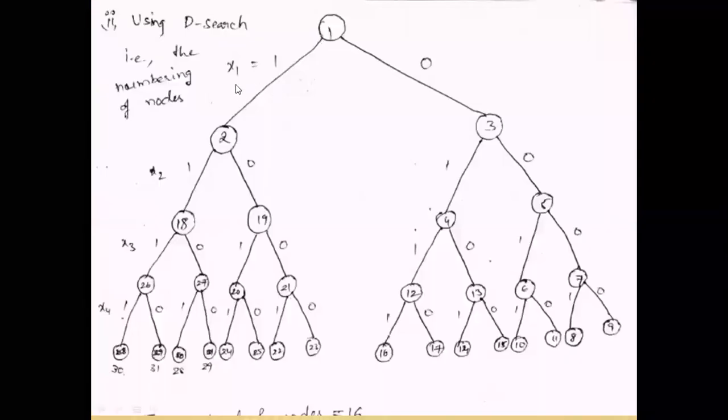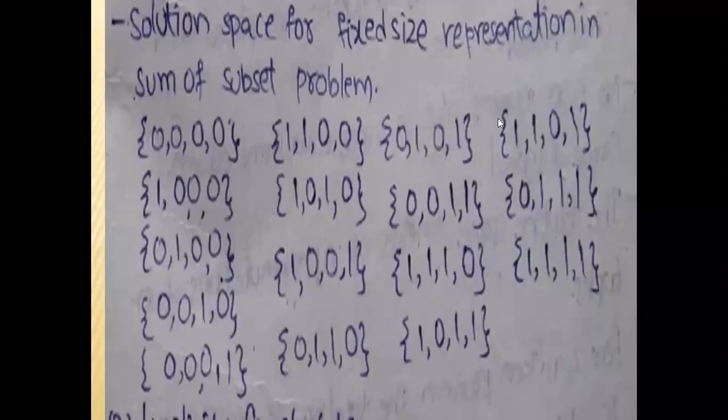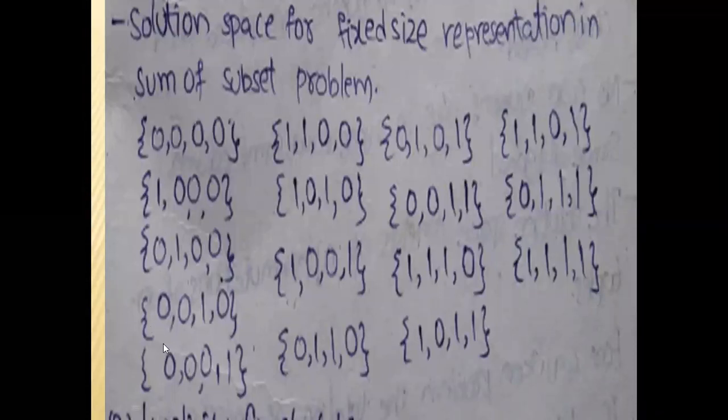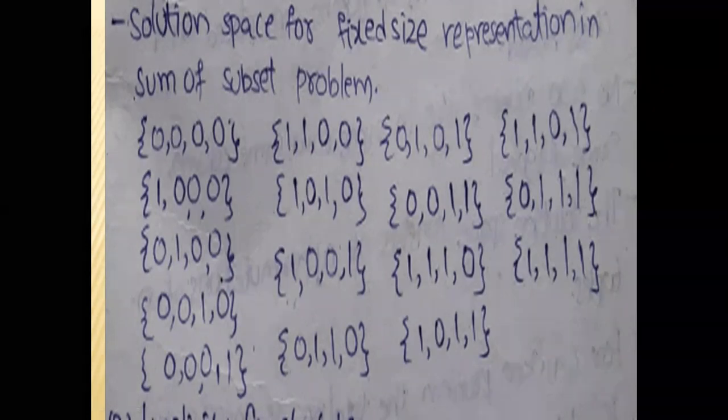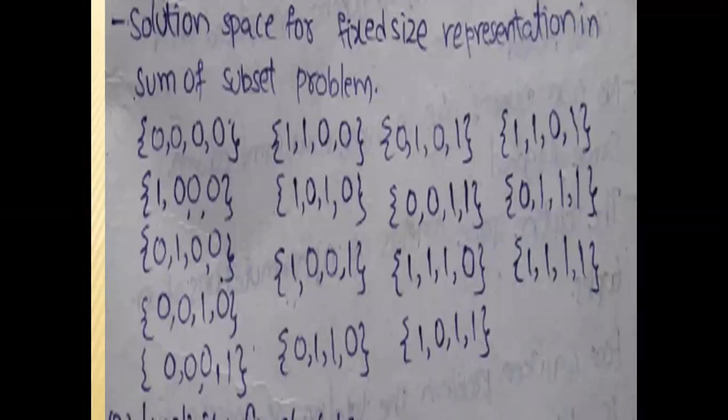Here x1 is either 0 or 1. That is, x1 is represented from the 0 level to the first level. Next, x2 is represented from the first level to the second level. x2 is either 0 or 1, so x2 is represented as 0 or 1 in the second level.